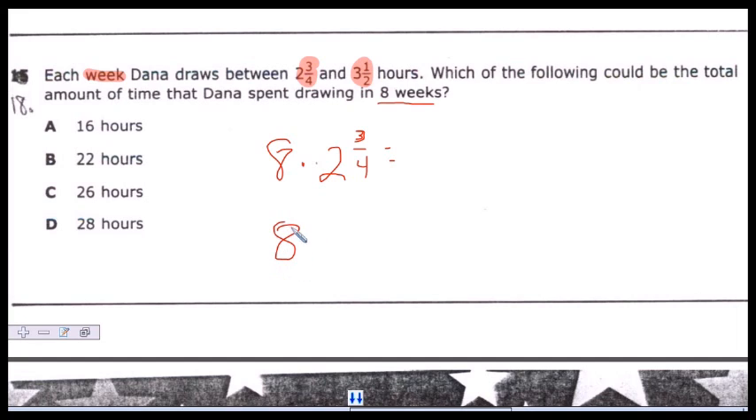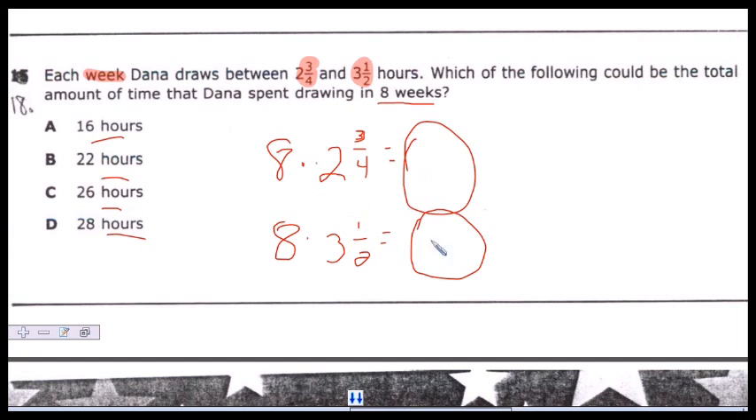But if all those 8 weeks she instead drew 3 and 1/2 hours, multiply those two and see what you get. And then look at the answer that you get here and the answer that you get here, and one of the answer choices should be between your two numbers. Okay, remember to do the popcorn before you can multiply. And remember those whole numbers can be made improper fractions by just putting them over 1.